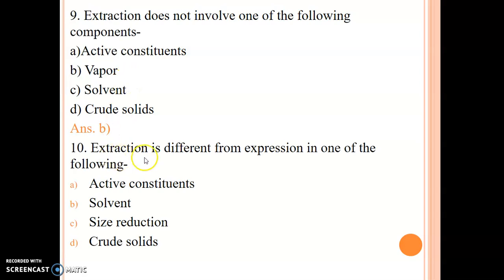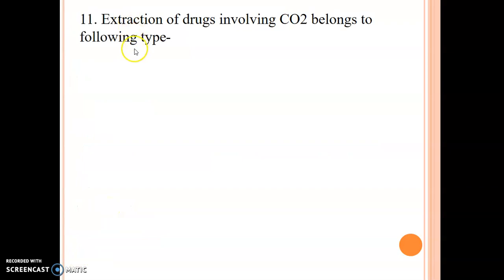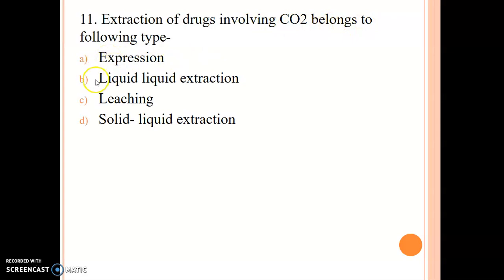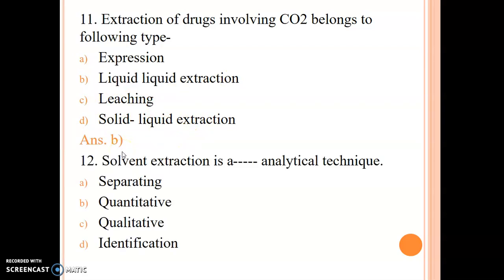Next question: extraction is different from expression in one of the following. Options are active constituent, solvent, size reduction or crude solids. And correct answer is option B, that is solvent. The next question is: extraction of drug involving CO2 belongs to which of the following types? Options are expression, liquid-liquid extraction, leaching process or solid-liquid extraction. And correct answer is option B, that is liquid-liquid extraction.